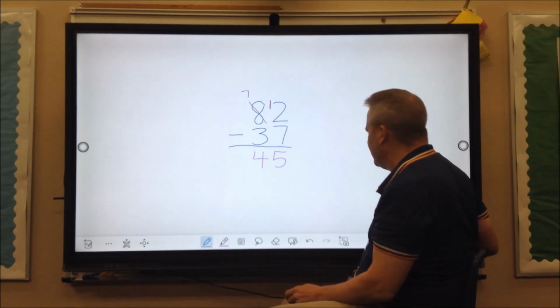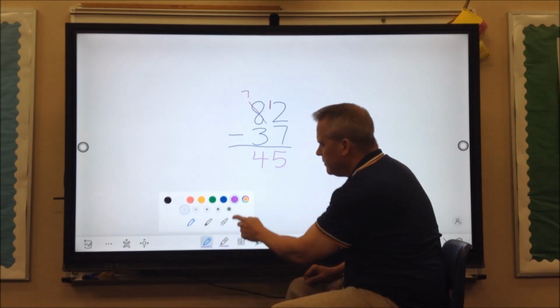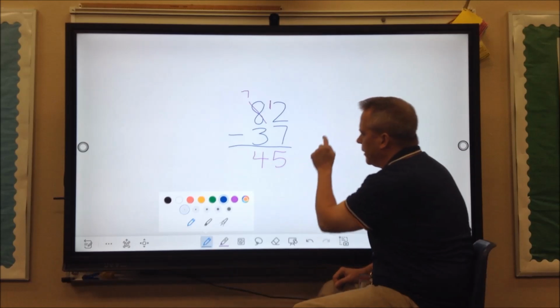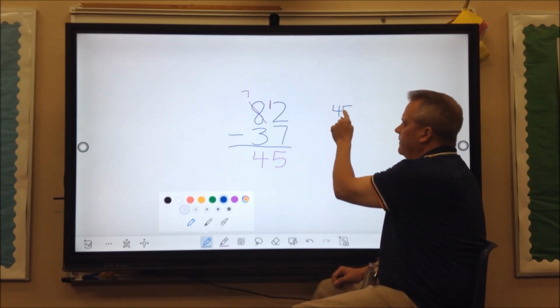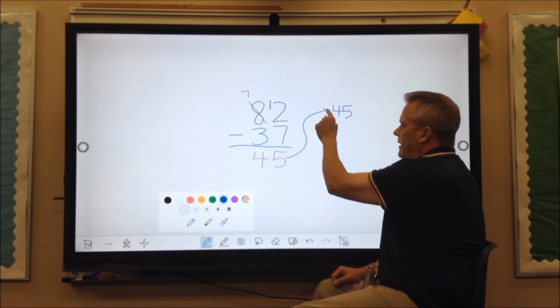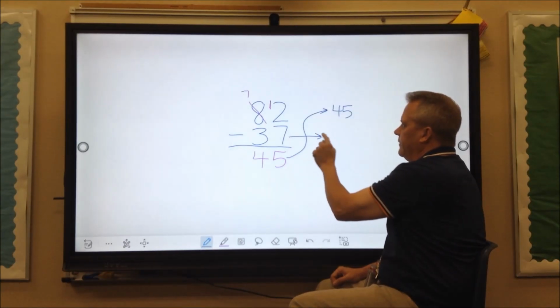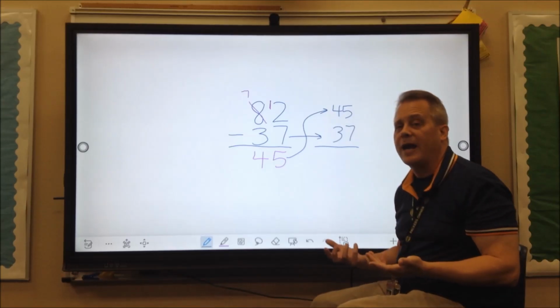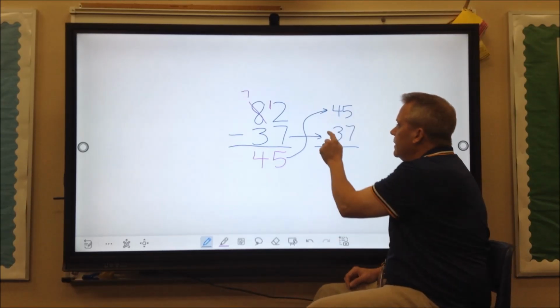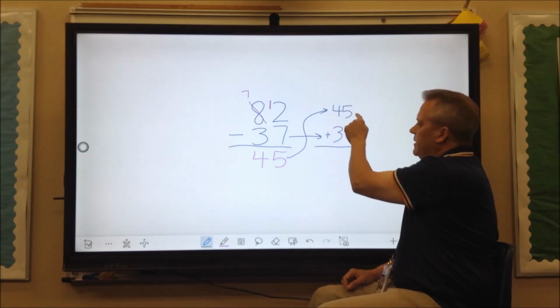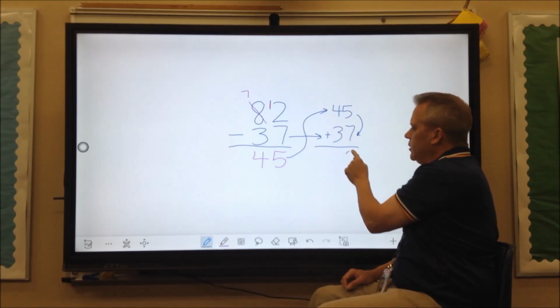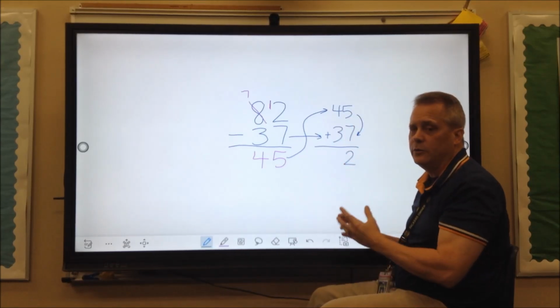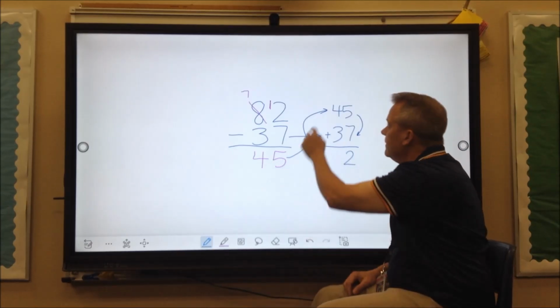If I go back to this first example, here's an easy way to check my work. Let's take 45, just like that. Let's take 37, just like that. The opposite of subtraction is addition. So let's add them up this time. What's 5 plus 7? 12. Put down the 2. Carry the 10.